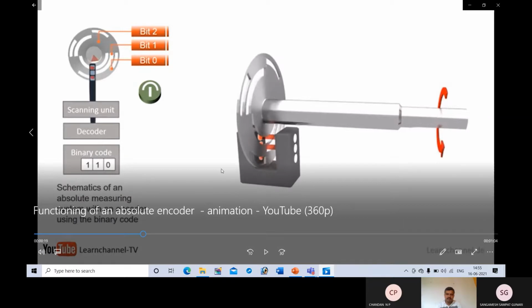Here now you can see there are 3 sensors, photocells. Light is passing through only 2 tracks, because they are transparent. Now you can see the binary code, 110. That means in tracks 1 and 2 light can pass through, whereas track 3 is opaque, that's why it is 0. Like that for every position there will be a binary code.